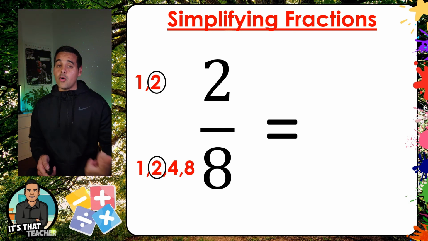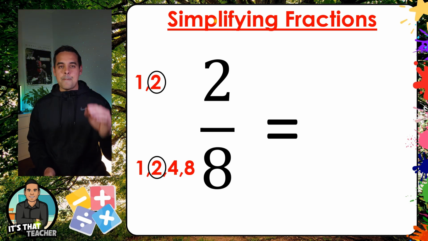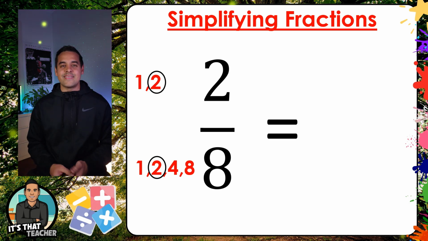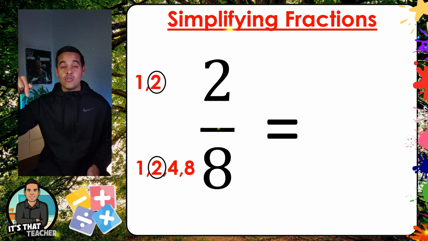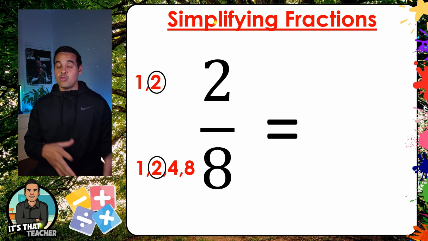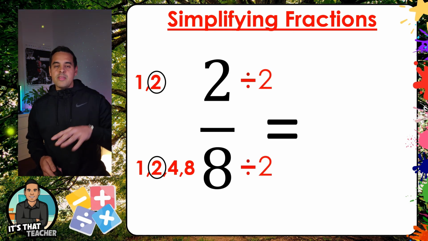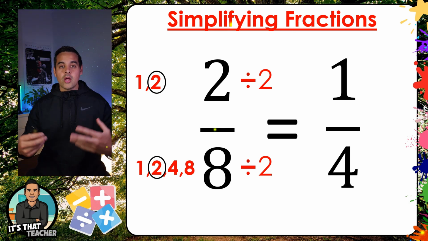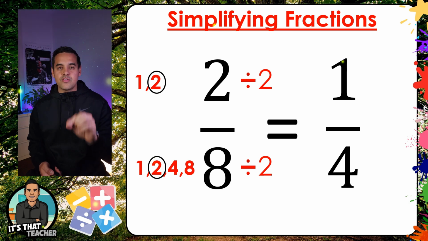Because we can't use the 4, we can't use the 8, which means we have to divide both numbers by 2. And remember, the golden rule of fractions is whatever you do to the top number, the numerator, you need to do to the bottom number, the denominator, or vice versa. Whatever you do to the denominator, you need to do to the numerator. So we simply divide both numbers by 2, and your answer here is 1/4, because 2 divided by 2 is 1, and 8 divided by 2 is 4.